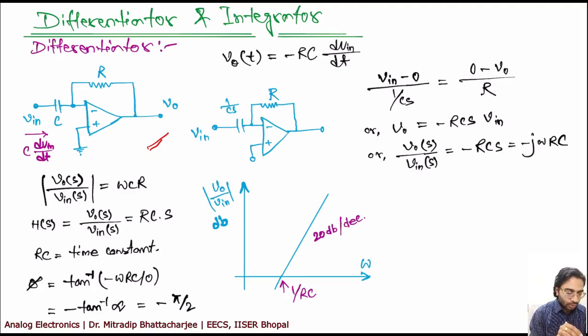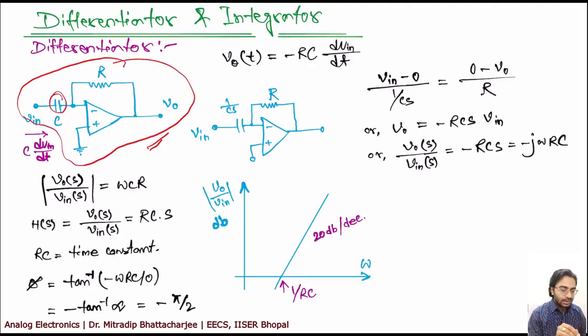Now if you look at this circuit, this is a typical differentiator circuit where you have a capacitance in series and you also have a feedback resistance. So the current through the capacitance in this case will be C dVin/dt. This is the current entering.